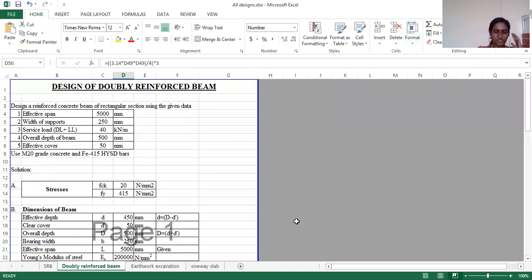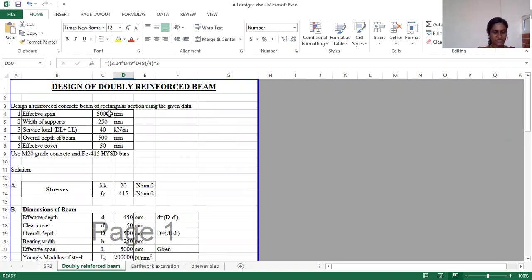The last class we studied the design of a singly reinforced beam. Now we shall study the design of a doubly reinforced beam in Excel. So here we have a problem. Design a doubly reinforced rectangular beam of rectangular section using the given data.